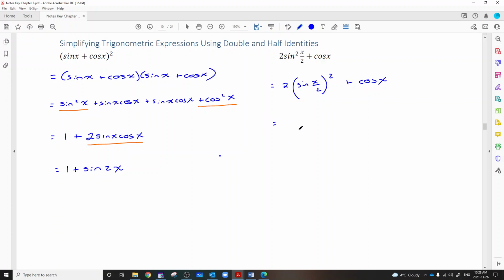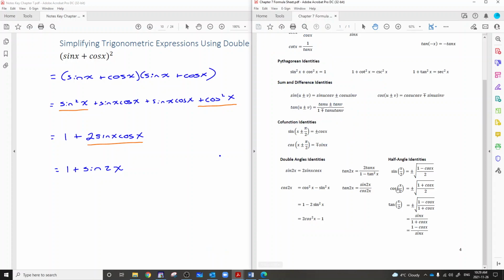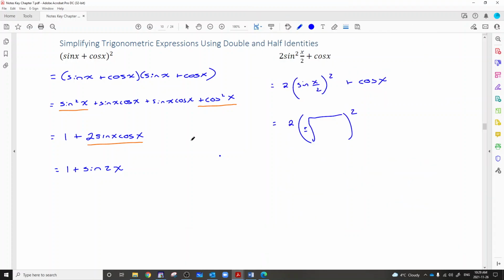Well, the nice thing is that even though it's a square root, it's going to get squared. So it's going to get rid of the square root. So it actually doesn't matter whether it was a plus or minus, right? Because when you square it, it's going to become positive. Now I've forgotten what the rest of the identity is. It was 1 minus cos x over 2. So we've got 1 minus cos x over 2, plus cos x.